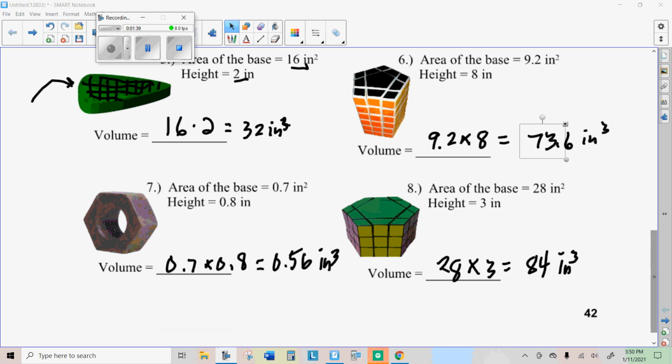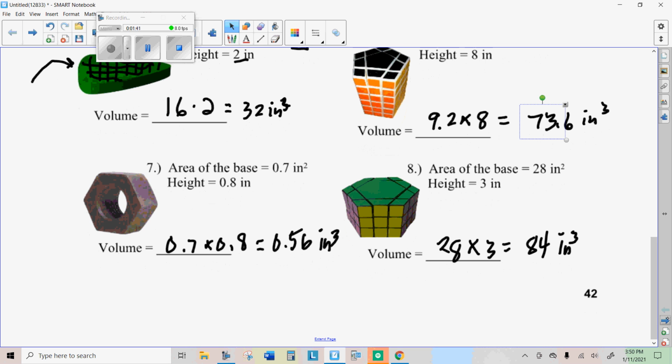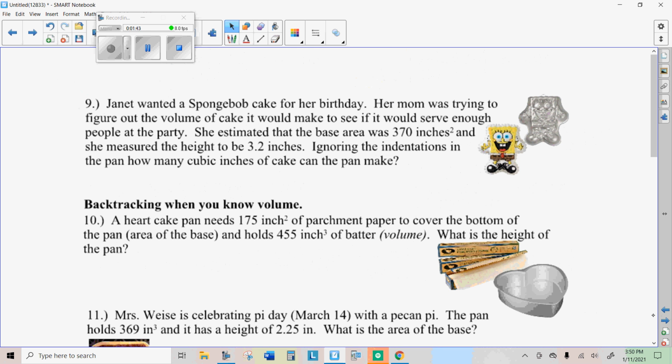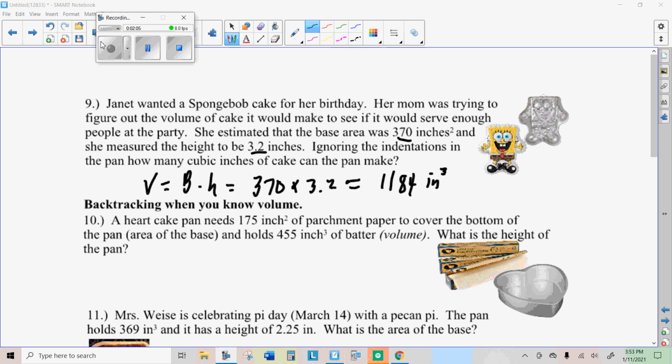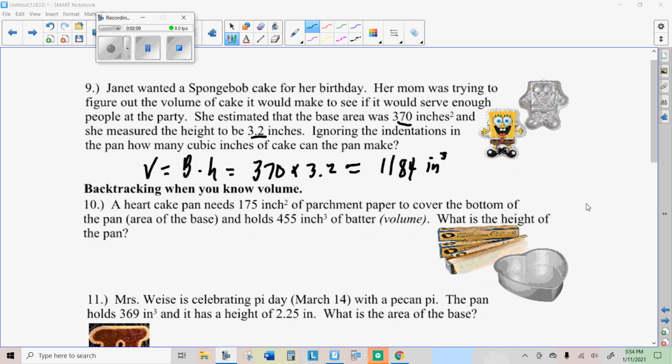All right, here's your answers for those. So Janet wanted a SpongeBob cake for her birthday. Her mom was trying to figure out the volume of the cake it would need to serve enough people at the party. She estimated the base area was 370 inches and she measured the height to be 3.2 inches. Ignore the indentations. About how many cubic inches of cake will be made in this pan? Go ahead and do that.